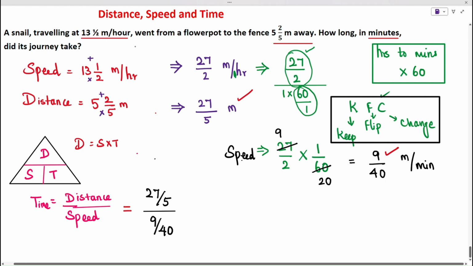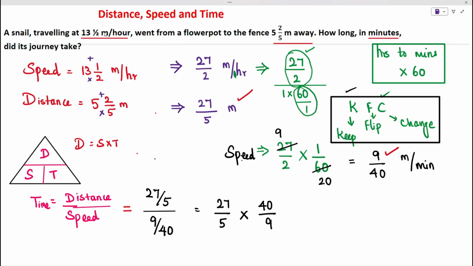Now we can do our KFC method again. So we're going to keep our numerator fraction, so that's 27 over 5. We're going to flip our denominator fraction, so we're left with 40 over 9. And we're going to change our sign, so now it's multiplication. And now we can do more cancelling out.